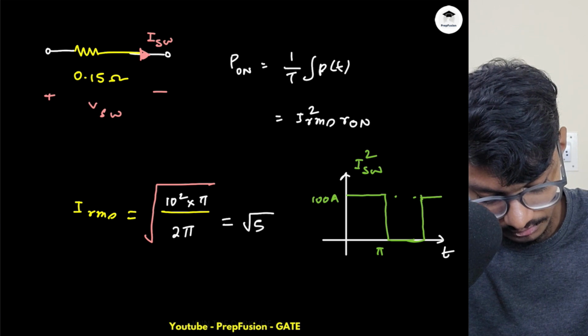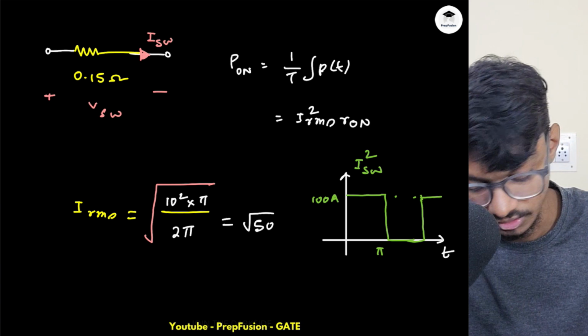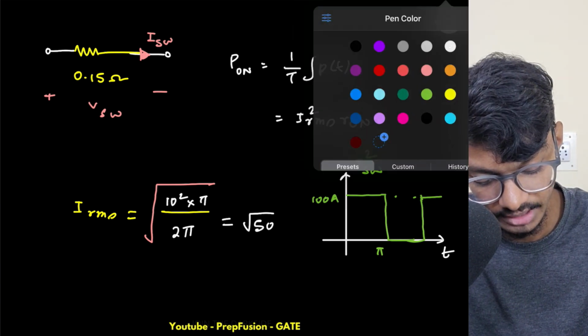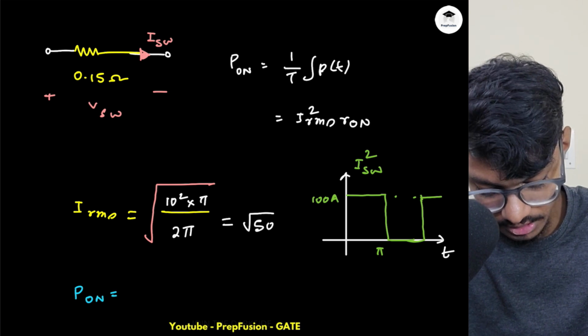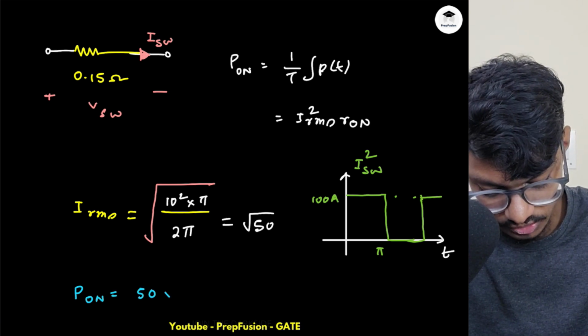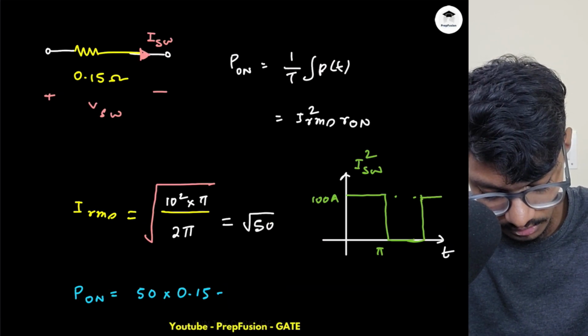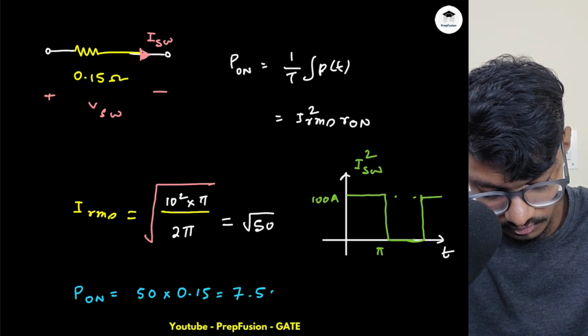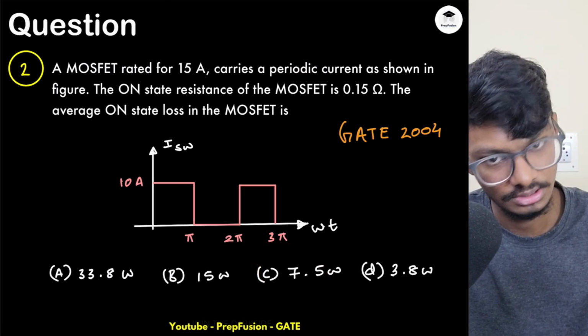Now what are we interested in? We are interested in I_RMS whole square, which will be 50. Into R_on, and they have given me 0.15, so it will be 7.5 watts. So this will be my answer, 7.5 watts, answer option C.